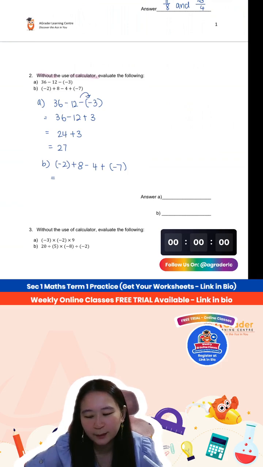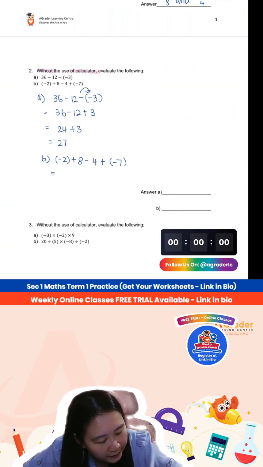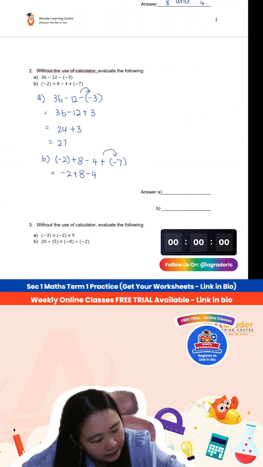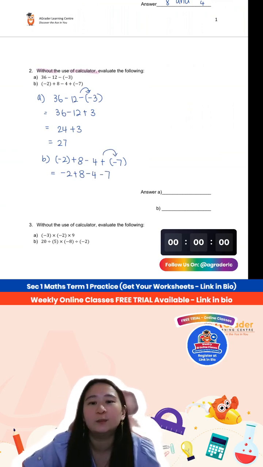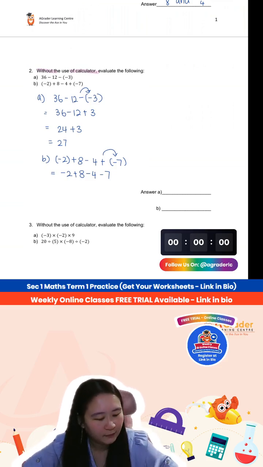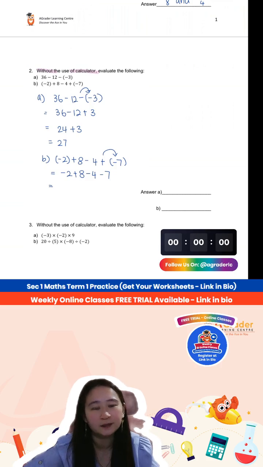Okay, we solve part D, okay? So we have negative 2 plus 8 minus 4. Positive times negative is negative, so minus 7. So negative 2 plus 8. Take note here, negative 2 plus 8 is not negative 10. That's a very common mistake that people will make. So you have negative 2 and you go forward by 8 steps in the number line. So you become positive 6.